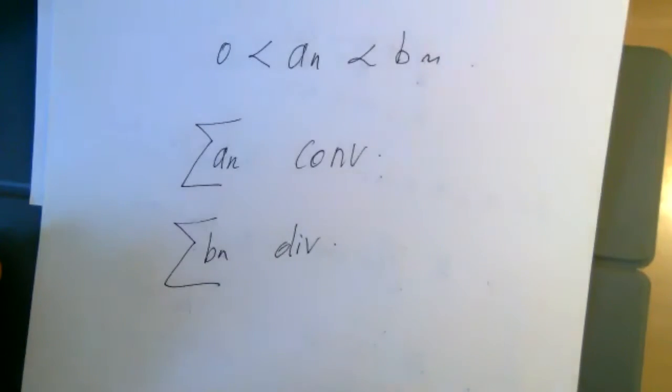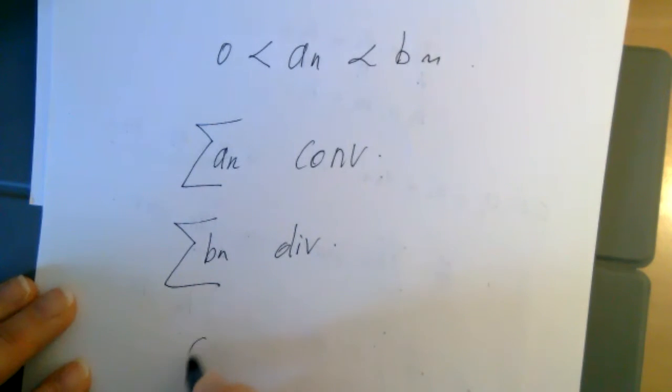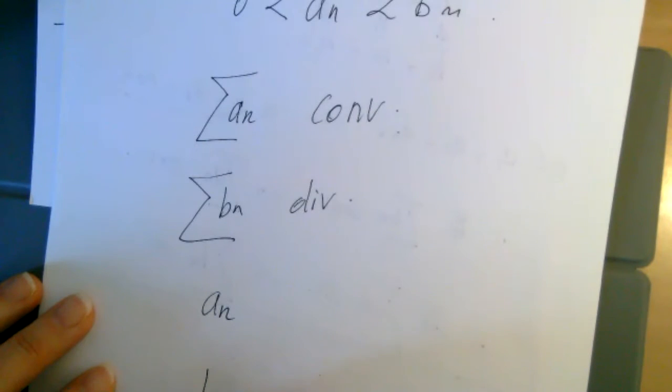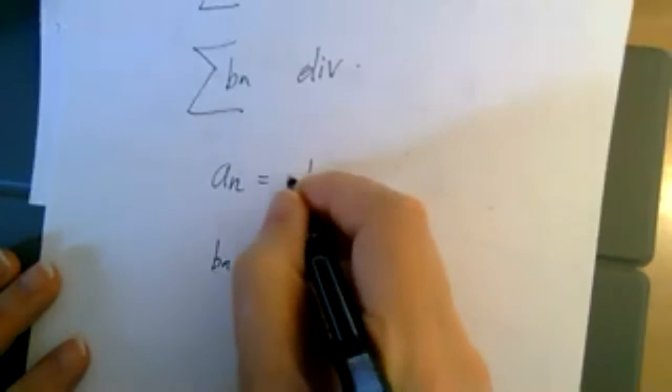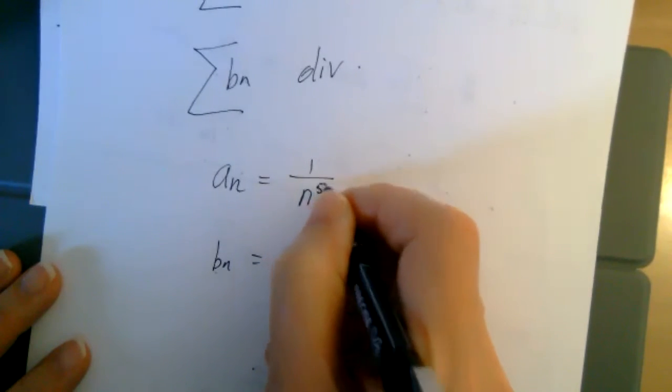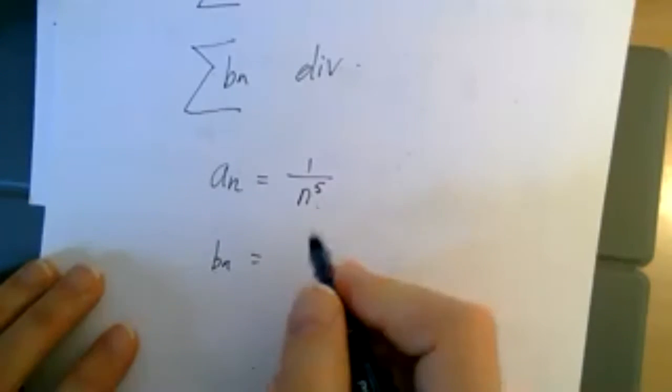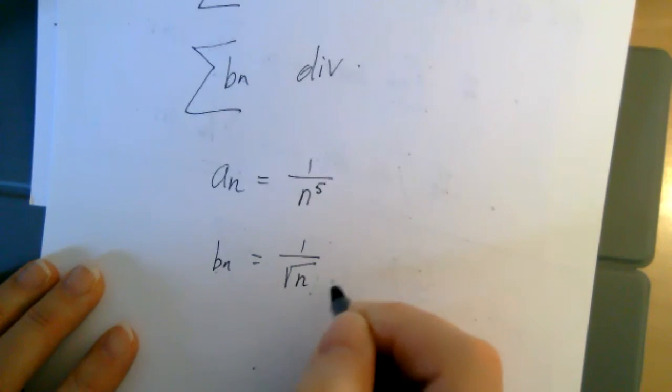Okay, I want a_n and b_n. So what's a_n? What is b_n? You want me to pick? Okay, a_n is 1 over n^5. All right, that definitely converges. b_n is 1 over the square root of n.